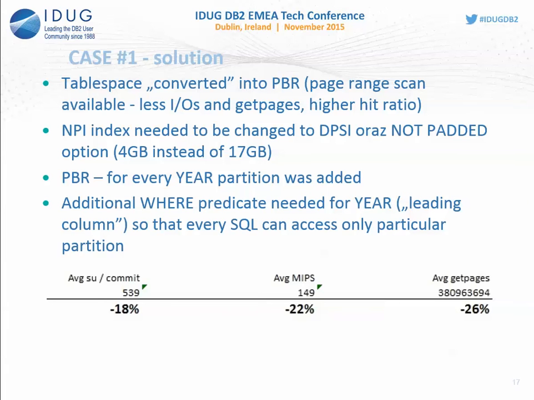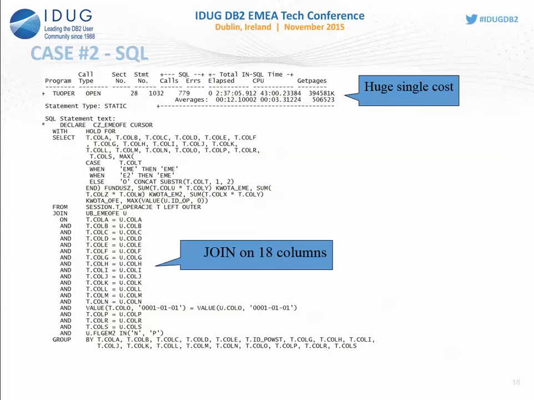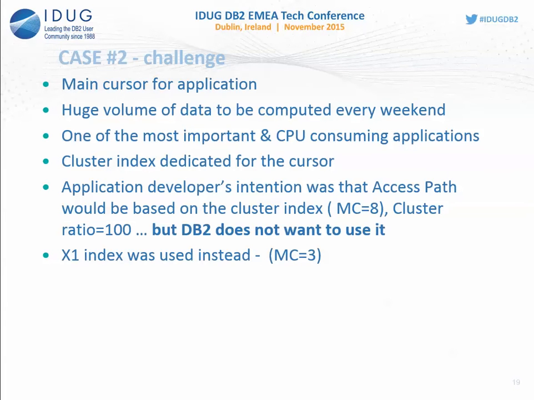Okay, the second, my favorite SQL, and once again we observed a huge single cost for every SQL. One of the developers decided to join using 18 columns, joining the session table and the static table. Once again, this is the main cursor for the application, with a huge volume of data, one of the most important and CPU consuming applications. This application was run during the weekend and needed to be done before Monday morning, and there was huge pressure to fix the problem.